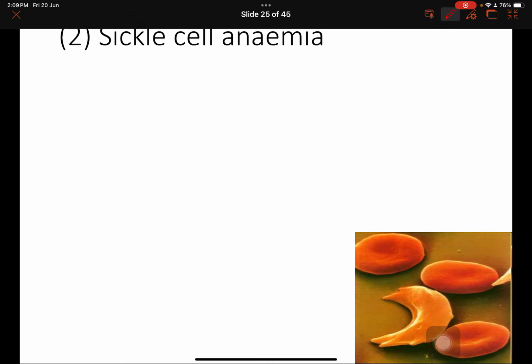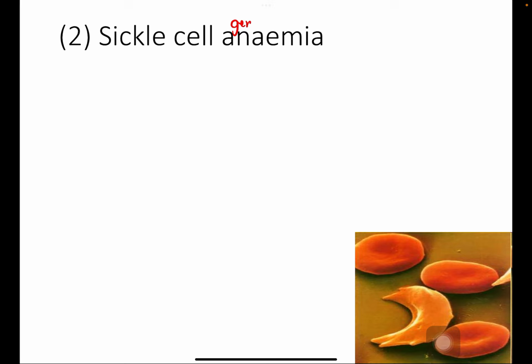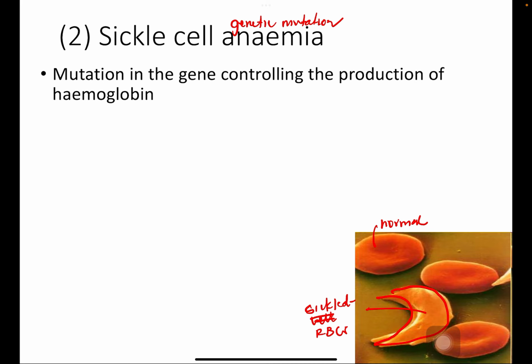Alright, so the second example of genetic mutation is sickle cell anemia. This affects a person's red blood cells, as you can see in the picture over here. This is a normal red blood cell, and these are known as sickle cell red blood cells. Sickle red blood cells, as seen in the shape, look like a sickle, a moon shape. This is due to the mutation in the gene that controls the production of hemoglobin.